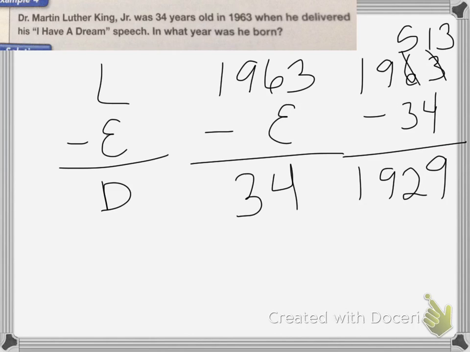To double check, you can always put this year in for earlier to see if you get 34 years. Okay. That's it for this lesson.